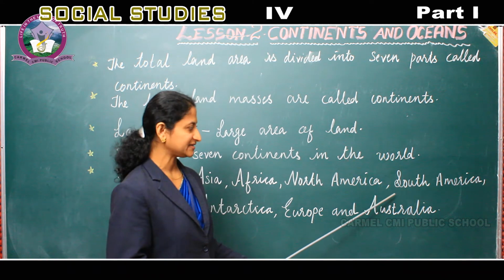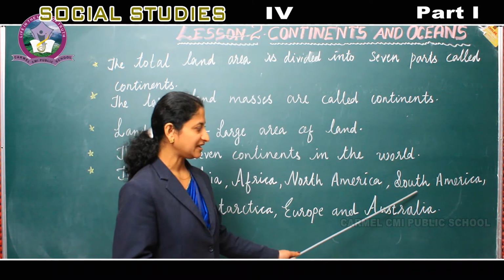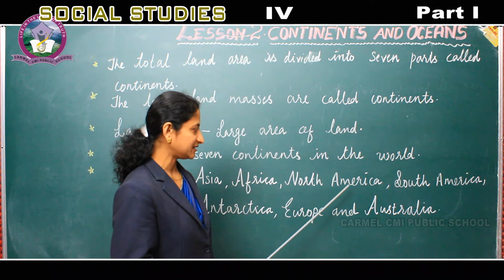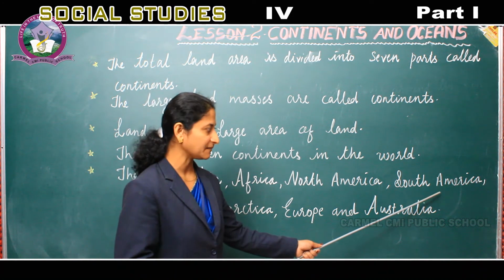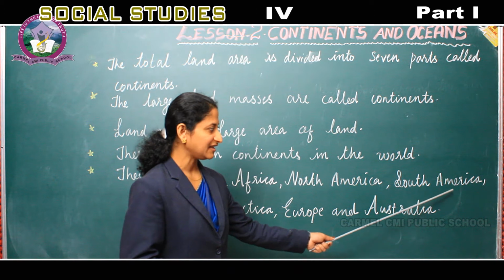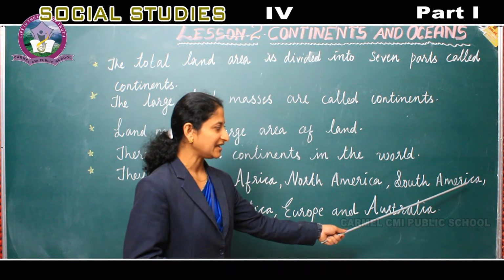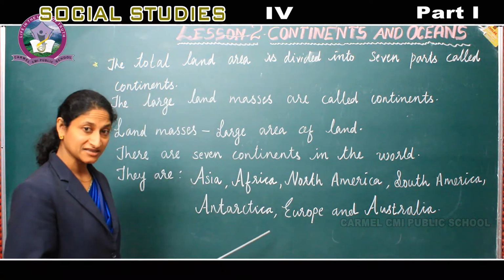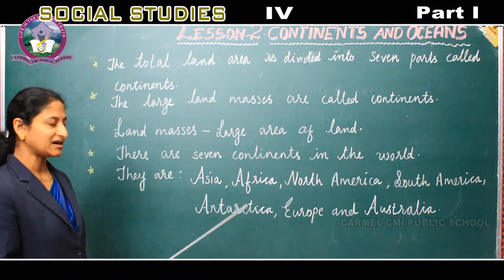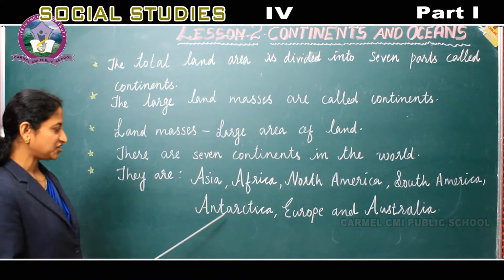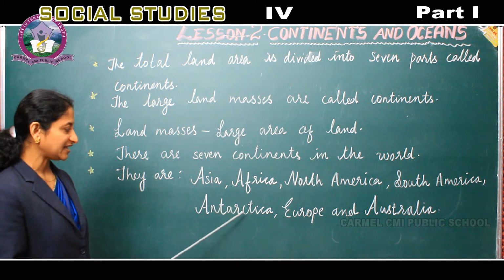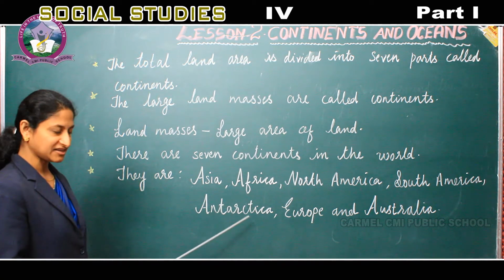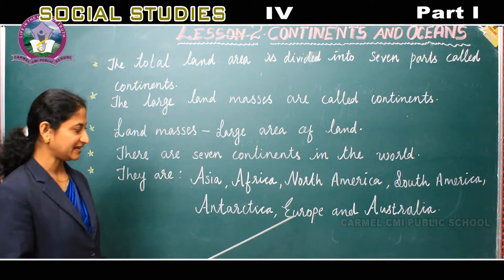The next continent is South America. S-O-U-T-H. South. Already we have studied the spelling of America here. Then what is the spelling of America? A-M-E-R-I-C-A. South America. The next continent is Antarctica. The spelling of Antarctica is A-N-T-A-R-C-T-I-C-A. Antarctica.